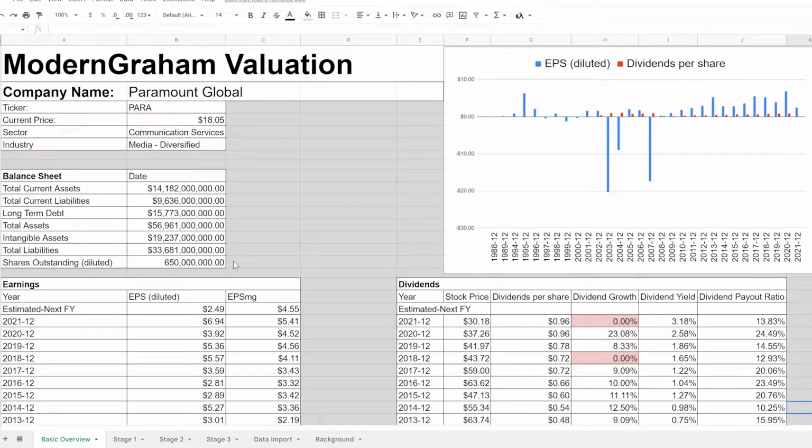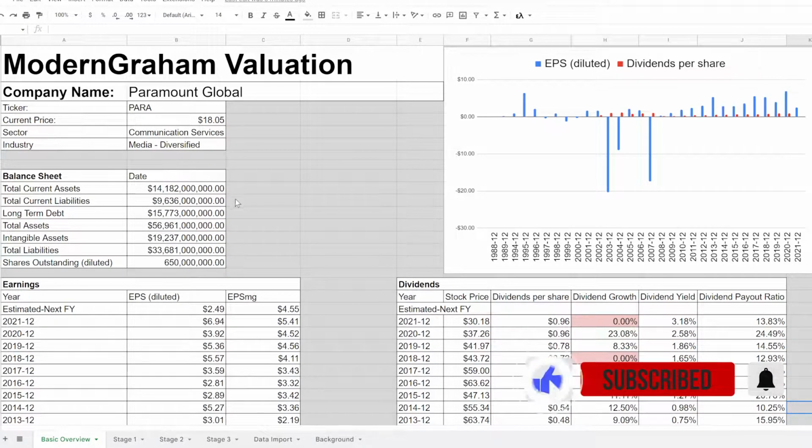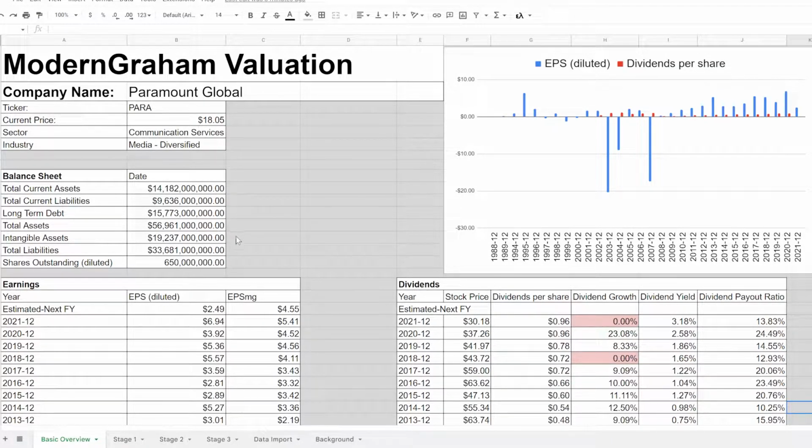These, as usual, are the things that I find most important from the balance sheet. We have current assets and current liabilities, total debt, total assets, intangible assets, total liabilities, and the outstanding shares. All of those figures will come into play in the analysis ahead.